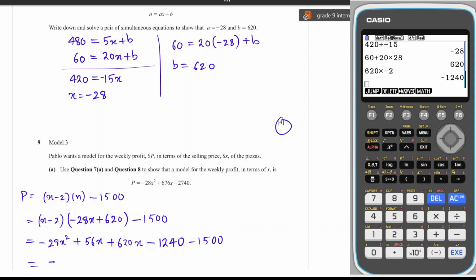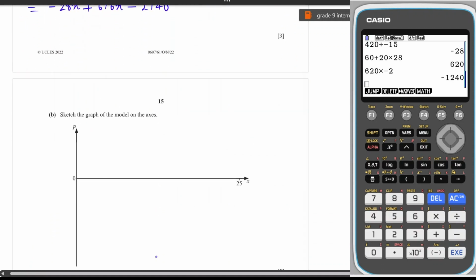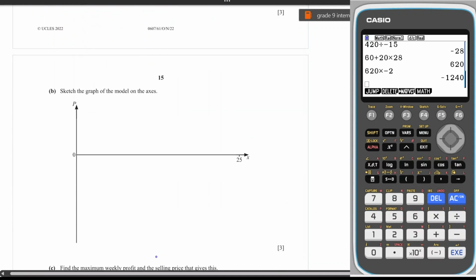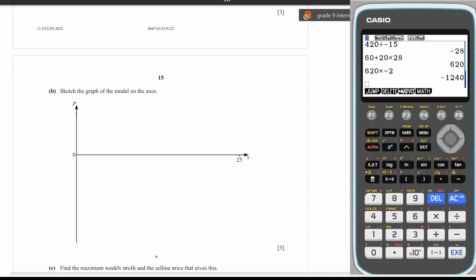So the final answer that you get is minus 28x square plus 676x. You can see that when you add these two, you get this, and when you add this, you get minus 2740. The next part is sketch the graph of the model on the axis. So you have to get a proper sketch here.